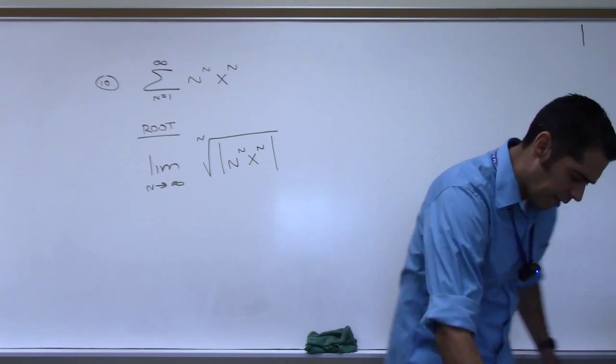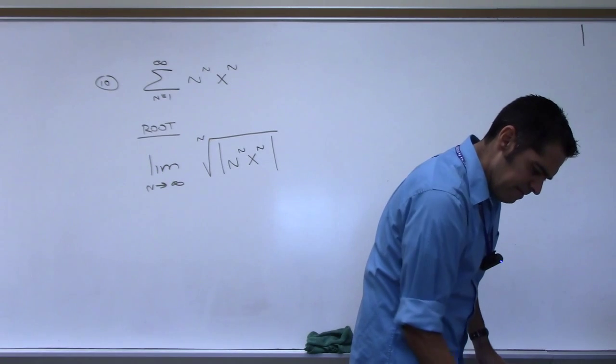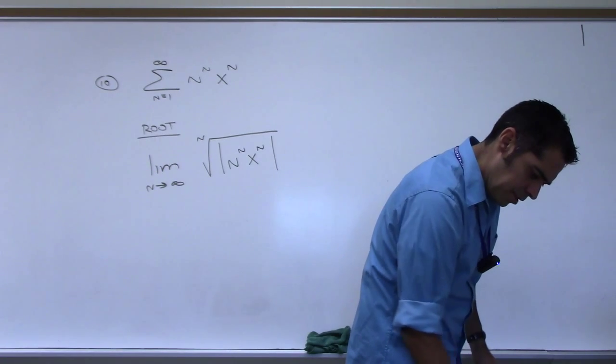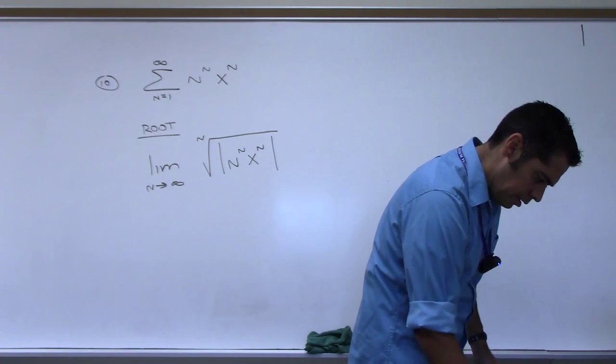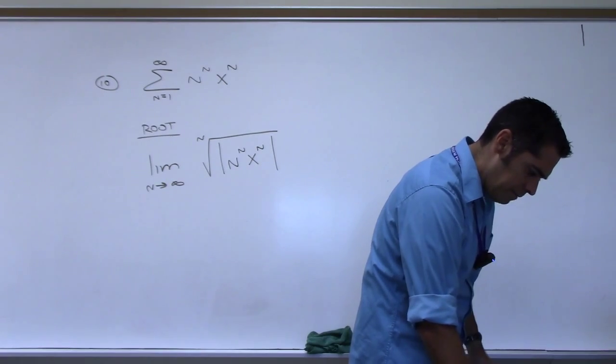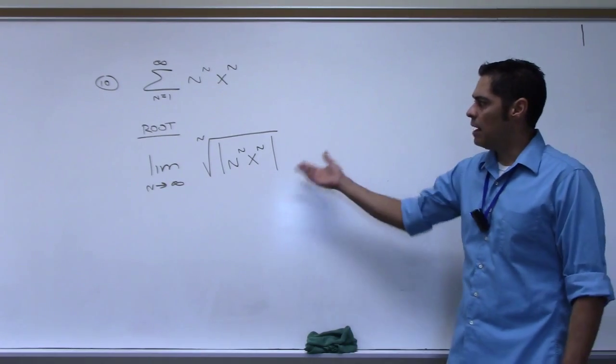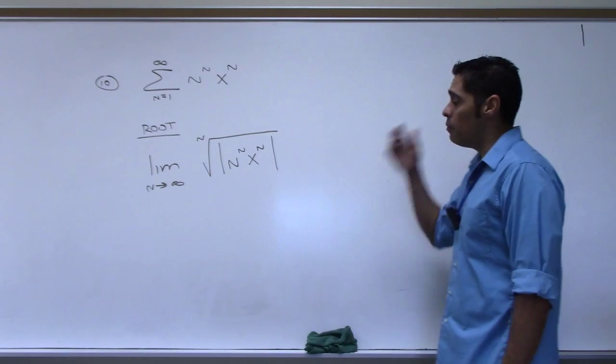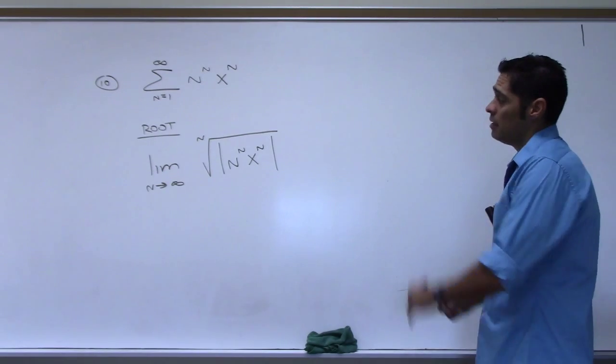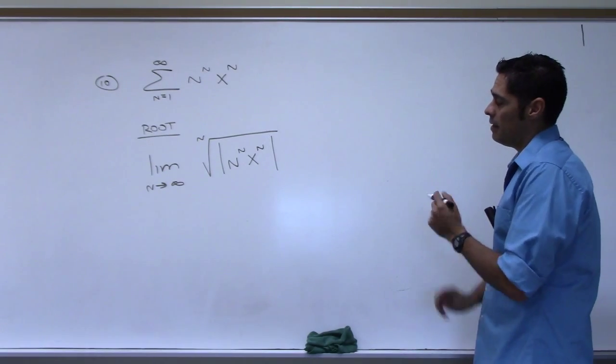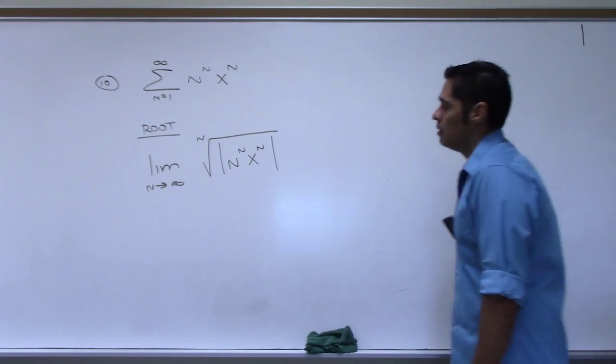So let me just double check that. This is on page 462. So if this comes out to be less than 1, it's going to converge. If it's greater than 1, it diverges. And if it is 1, then we don't know.